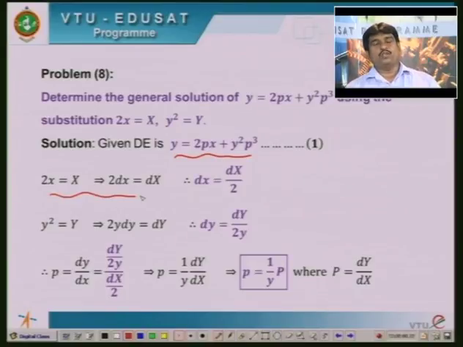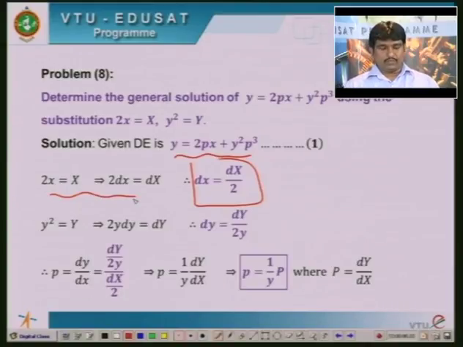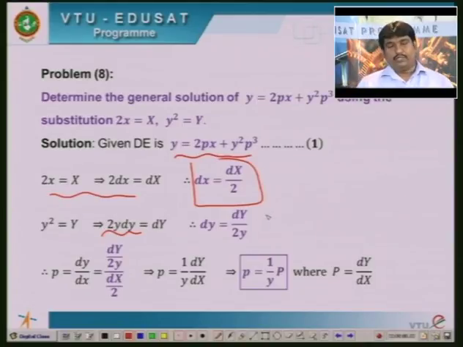The substitution is 2 small x equals capital X. Differential of 2x is 2 dx, that is equal to d capital X. Therefore, dx equals d capital X by 2. Y square equals capital Y, given. So the differential of y square is 2y into dy, that is equal to d capital Y. Therefore, dy equals d capital Y divided by 2y.